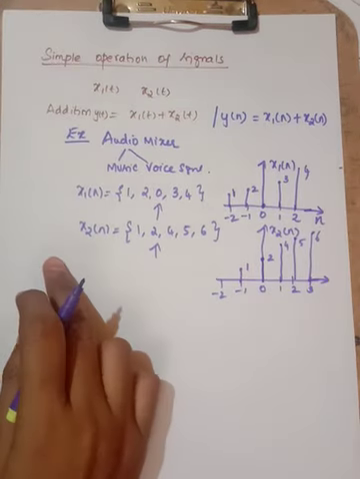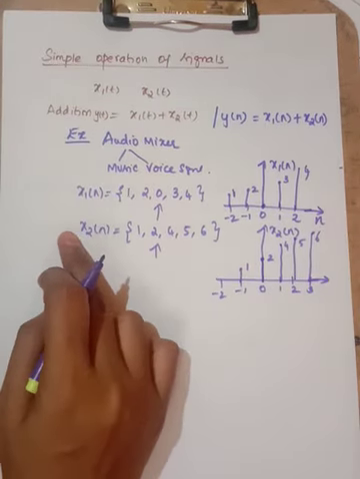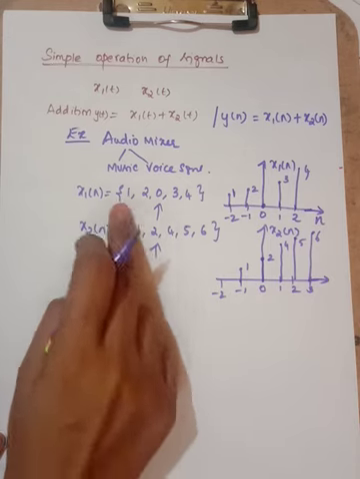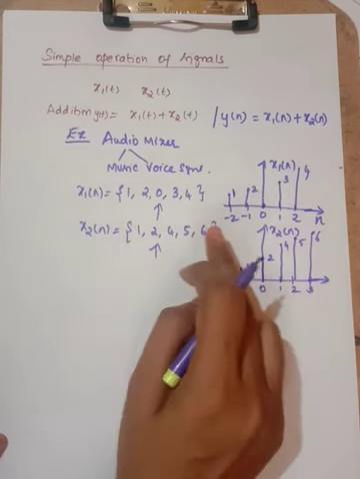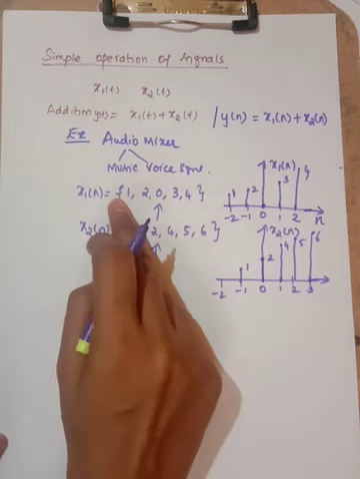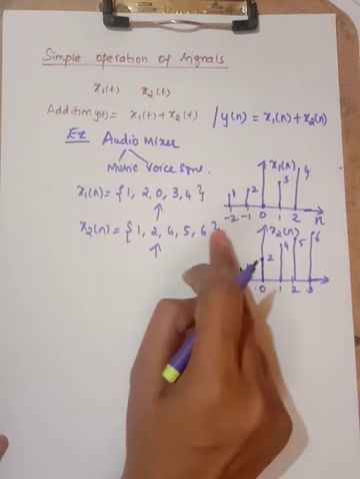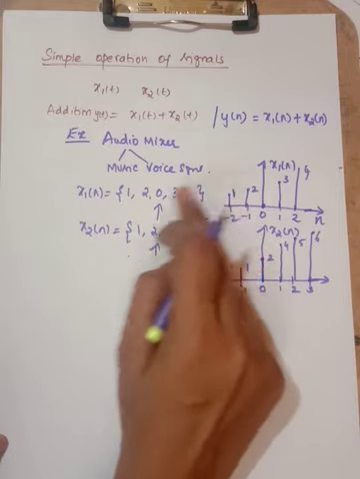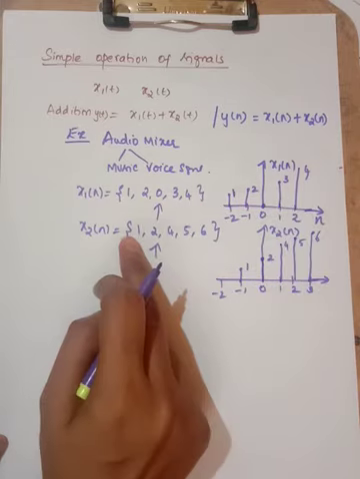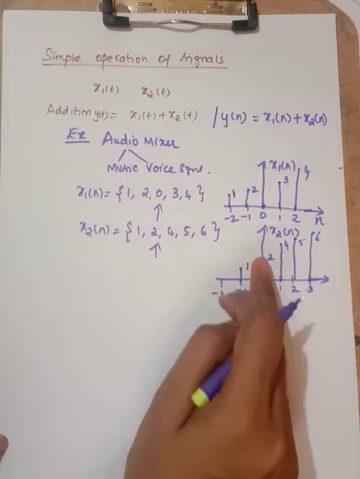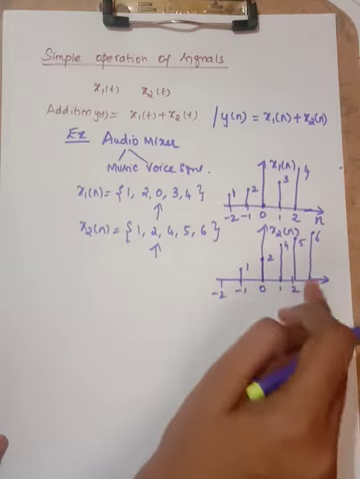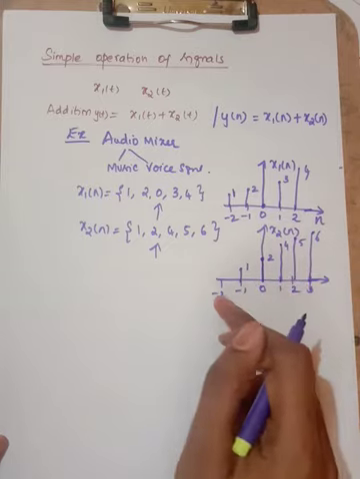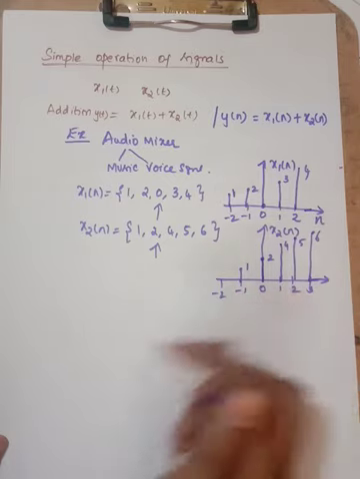Now consider the two signals x1 of n plus x2 of n. When I add these two signals, first I need to know the graphical representation. This is the value at the origin, and I have plotted 1, 2, 0, 3, 4. Similarly, this is the value at the origin, so 2, 1, 4, 5, 6. When I need to add signals, I need to add the values at their corresponding indices.